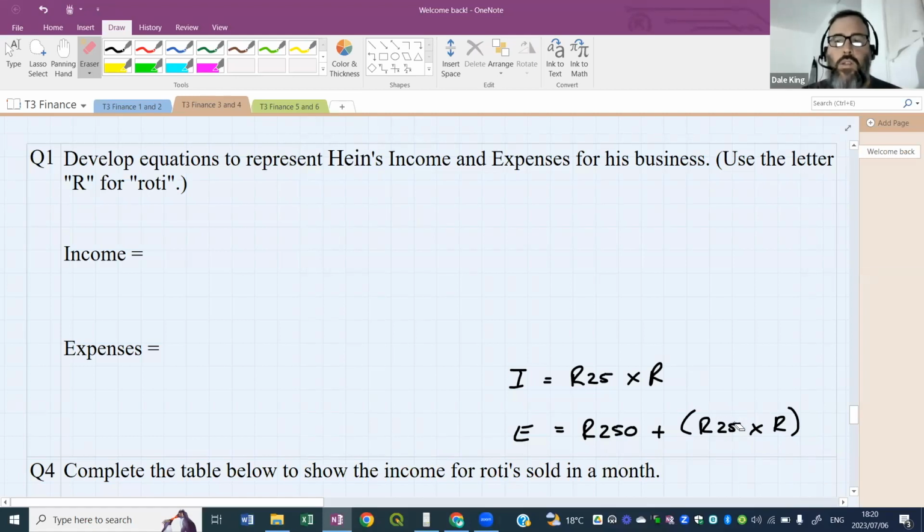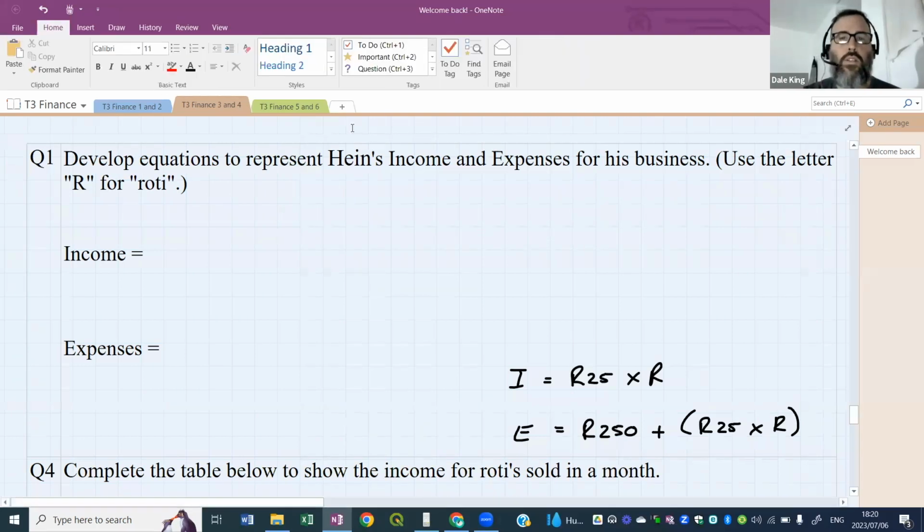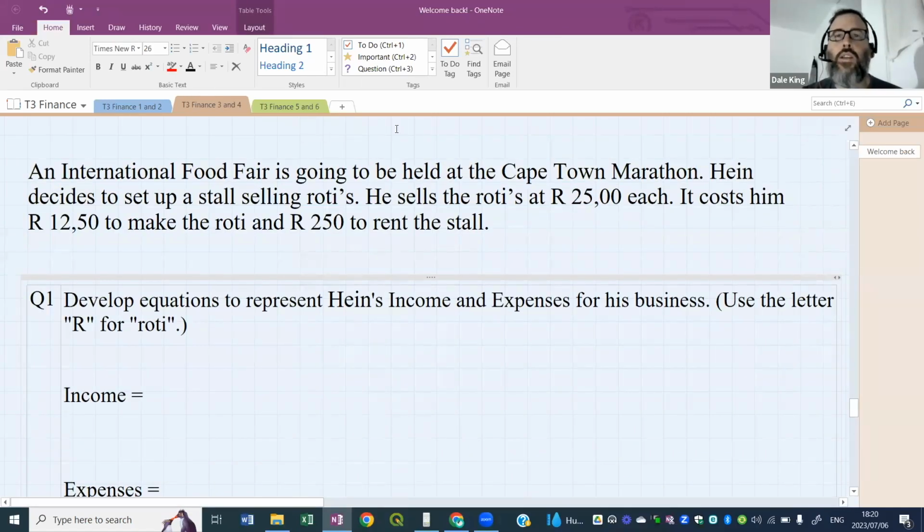Now Bianca's using my equation, so it's not Bianca's fault. It's Teacher Dale's fault. What's going on here? What's wrong? We've made a mistake in the expenses equation. If you can pick it up, I'll go to the question. There's the question. Where's the mistake?